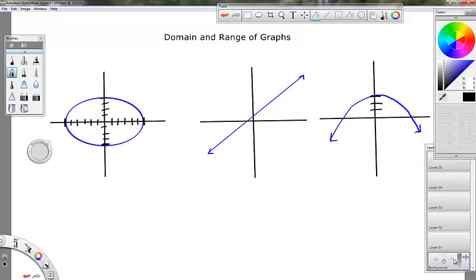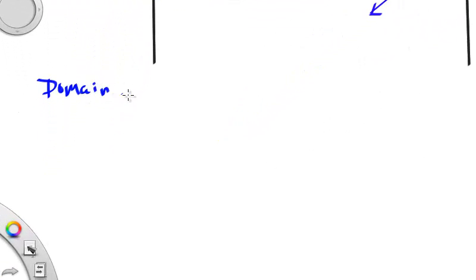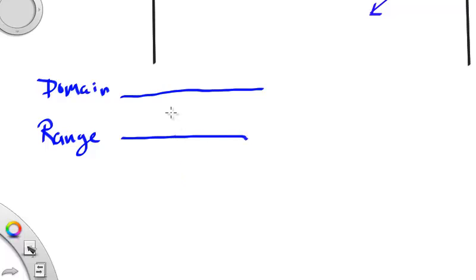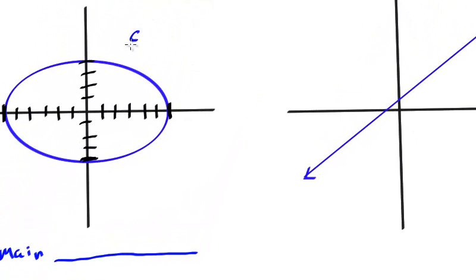So we talked about domain and range of points, but how do you do the domain and range of these graphs? Unfortunately I only have the color blue today, so we're going to stick with blue. If we had to fill in the domain and range for that blue oval, which is known as an ellipse, E-L-L-I-P-S-E, how do you do this?